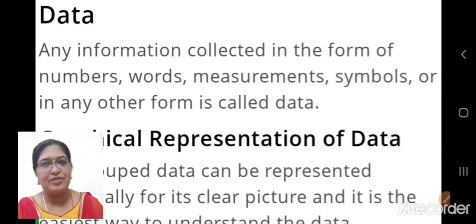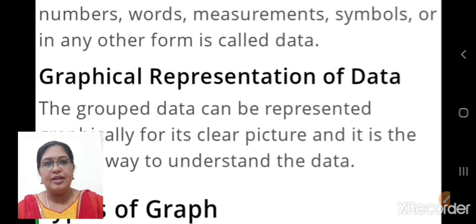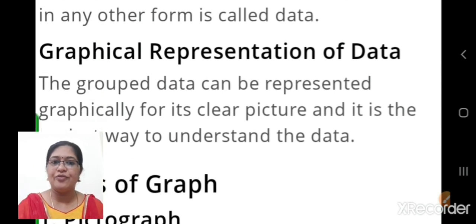What is data first? Any information collected in the form of numbers, words, measurements, symbols or any other form is called data. That is collection of information. Collection of information is called data. Then, graphical representation of data.